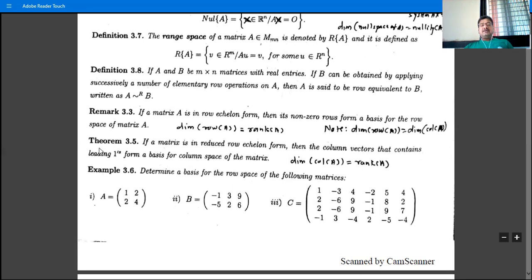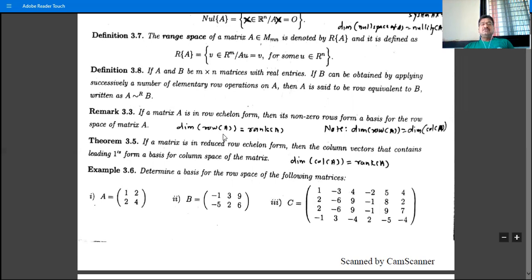That is, in order to find the basis for the column space of matrix A, first reduce matrix A to reduced row echelon form and note the columns that contain leading ones. Suppose columns number 1, 3 and 4 contain leading ones, then the corresponding columns in the matrix A, that is columns 1, 3 and 4, form the basis for the column space of matrix A. So this theorem 3.5 gives the procedure for finding the basis for the column space of matrix A, and the dimension of the column space of A is also called the rank of A.